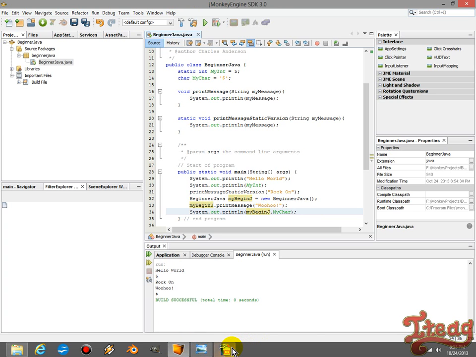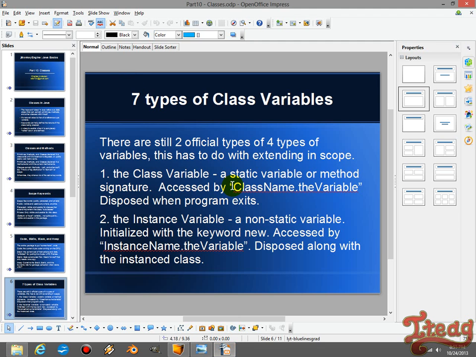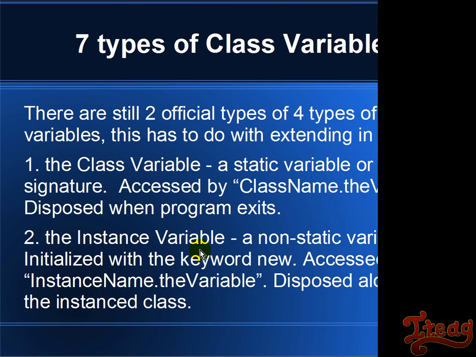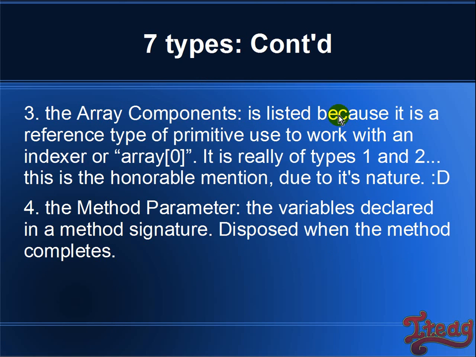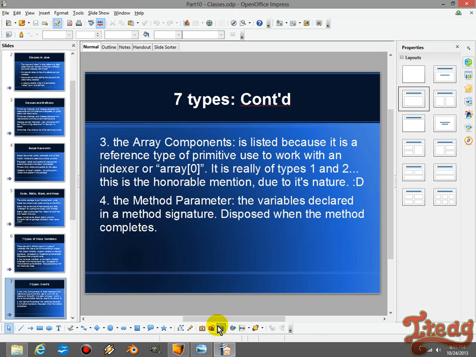All right, so that gives you a little bit on that. For static stuff or method signatures, it's accessed by class name, the variable, right? Of course, you can't actually use a non-static method in a static context. But that's just how that goes. You can use it in a dynamic context. So, instanced for that. Next up, array components. Yeah, good old array components.